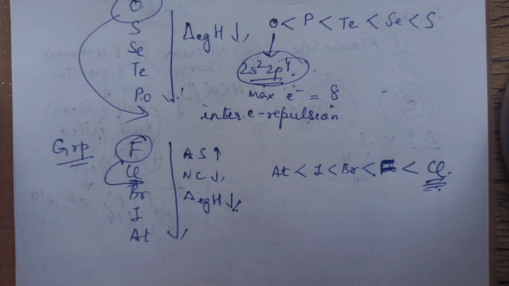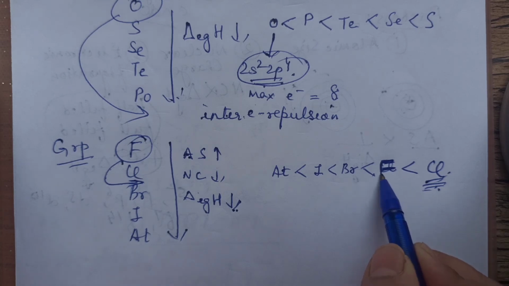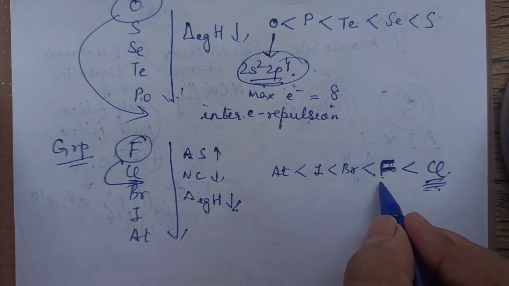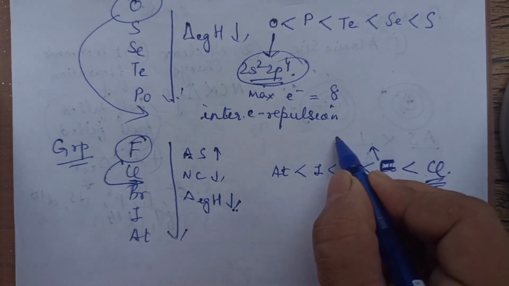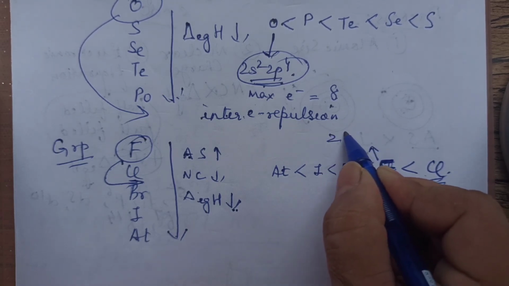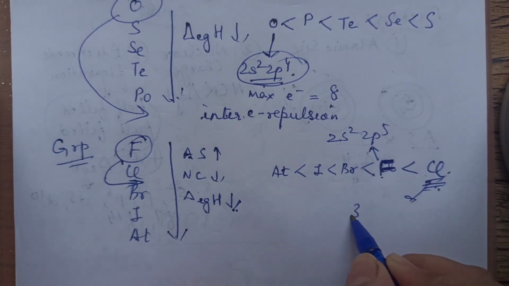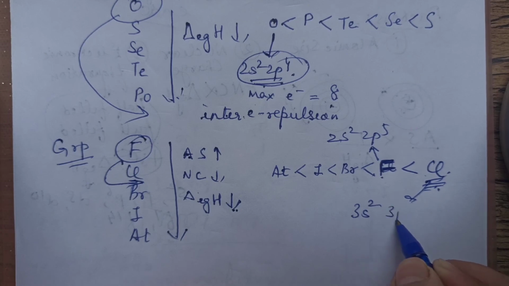Because we say across the period it is increasing, down the group it is decreasing. So it is present on the extreme right. Of course, noble gases we are not considering because noble gases have positive values and an octet also. So we expected fluorine to be maximum, but it becomes less. Chlorine becomes more. What reason are you going to write? You will write the configuration of both. Fluorine's configuration is 2s2 2p5, and chlorine's valence shell is 3s2 3p5.